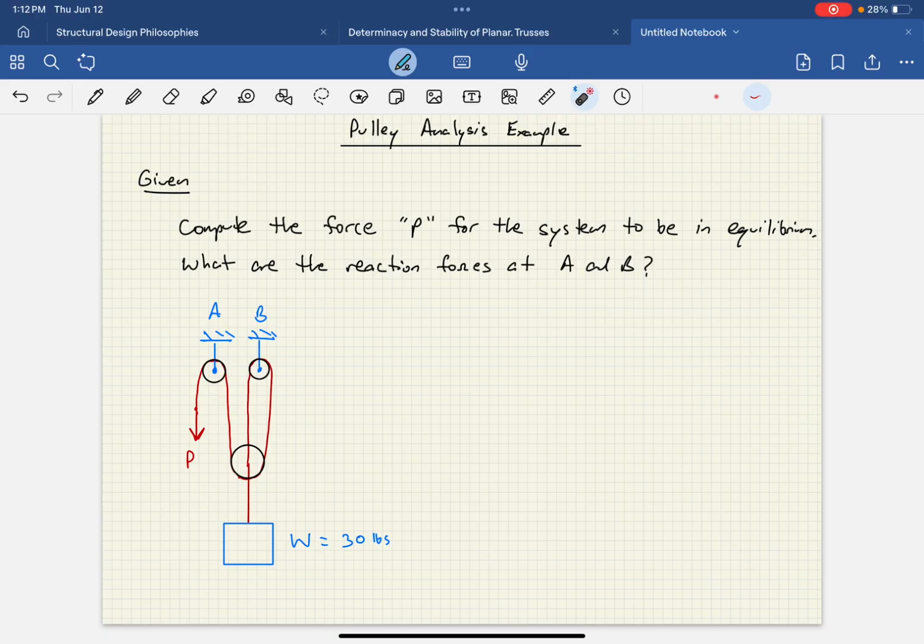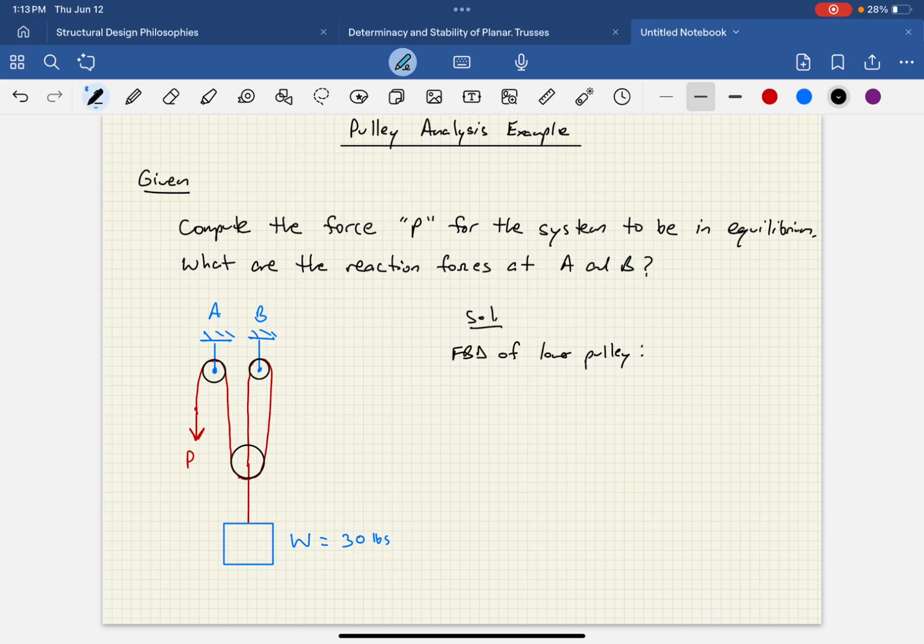Now we have a single rope that's wrapped around these pulleys, and it's rewrapped and connected back to itself. And then as we come down, we have this weight hanging off the bottom here of 30 pounds. Okay, so how are we going to analyze that? Well, we're going to start by saying solution. I'm going to write the solution to the right side here, and I'm going to say, let's look at a free body diagram of the lower pulley.